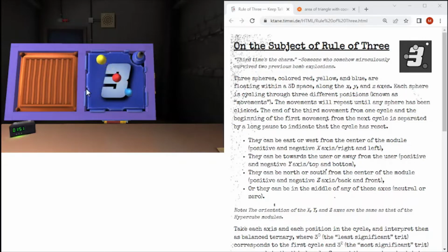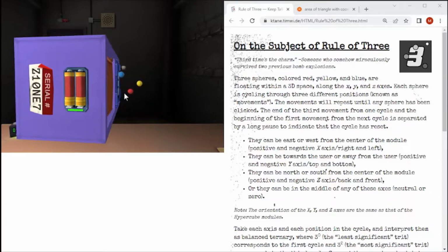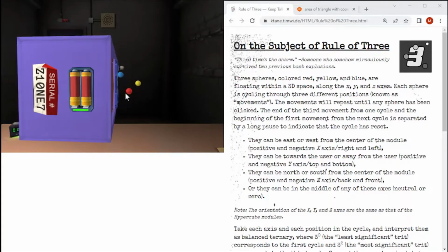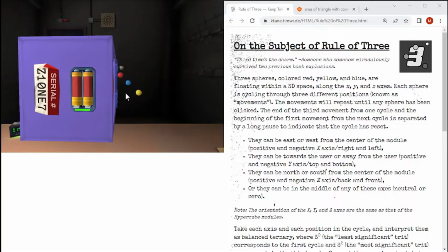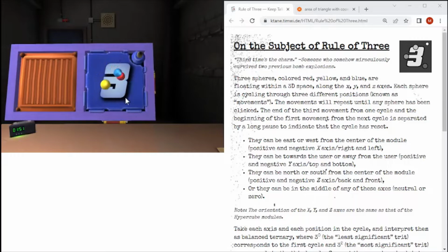Our spheres are moving left and right, up and down, and also, if we tilt the view sideways, forward and back, closer to the module and farther away from the module. If you notice, and I don't believe it says this in the manual anywhere, the three spheres are never at the same position. There's always one high, medium, low in this direction at any point in time, and then there's always one left, one middle, one right at any point in time.